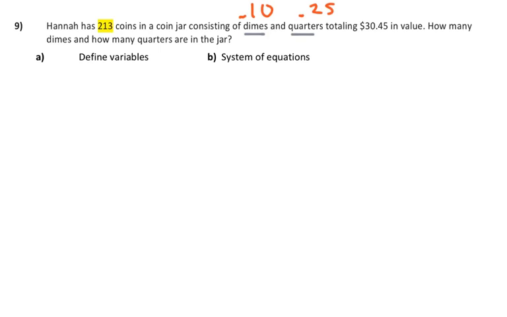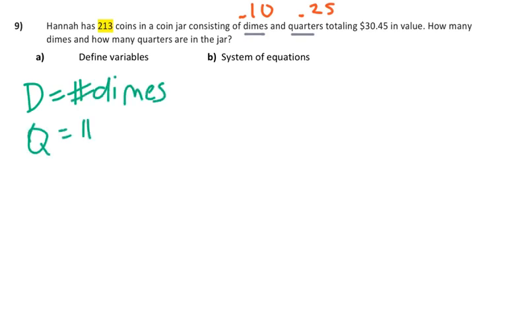So what is it that I don't know? Let's let D equal the number of dimes and Q equal the number of quarters. Okay, pause the video and see if you can set up your system of equations and then solve it and find out how many dimes and how many quarters. Remember, you can't have part of a dime or part of a quarter, so it has to be whole numbers. You can't have negative dimes and negative quarters, so it has to be positive. So go ahead and see how much you can do, and then we'll come back and see if you did it right.